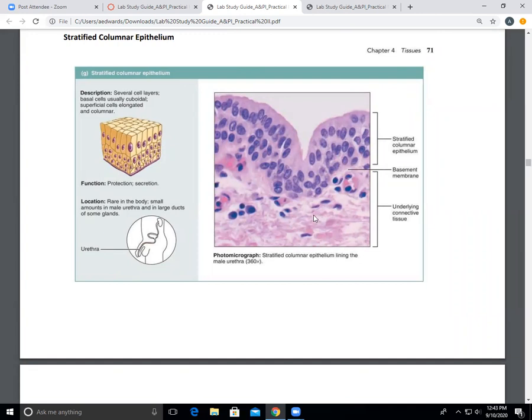Okay, for stratified columnar, you have multiple layers. Here's one layer, there's a layer underneath it. With the layers at the apical surface, the layer that's exposed, the cells are columnar. They're also involved in protection and secretion, but you don't see these very often. Found in the male urethra in the reproductive system, as well as ducts and glands.